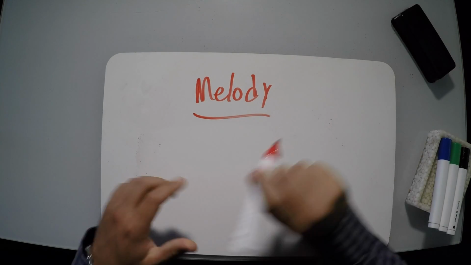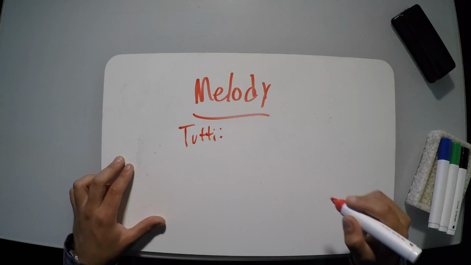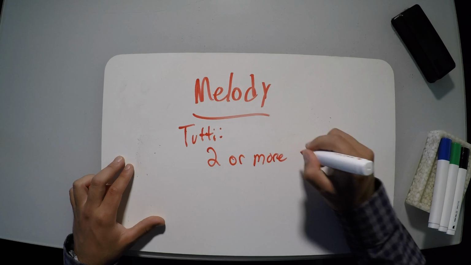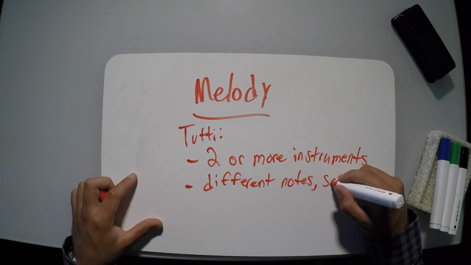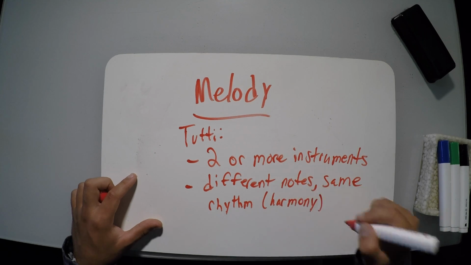Now, the other style of melody that we have is called 2D style. In the 2D style, you have 2 or more instruments playing different notes but the same rhythm, essentially creating harmony.